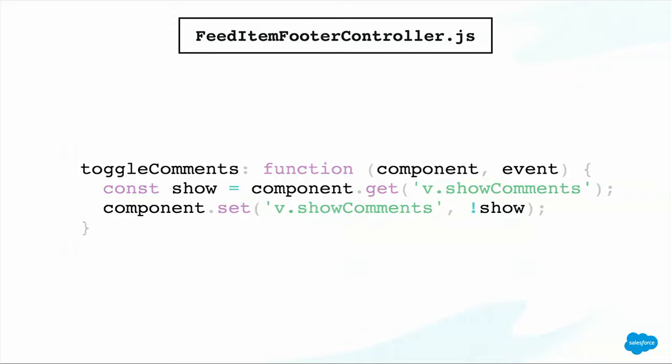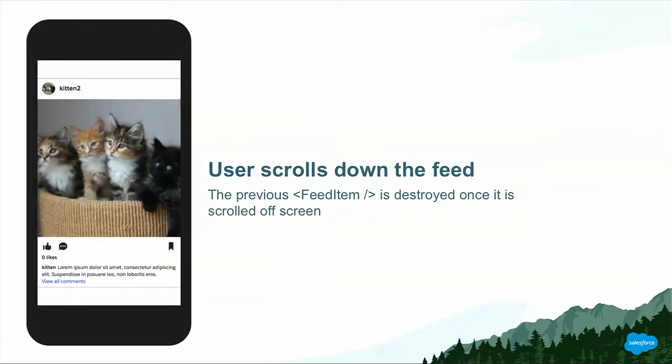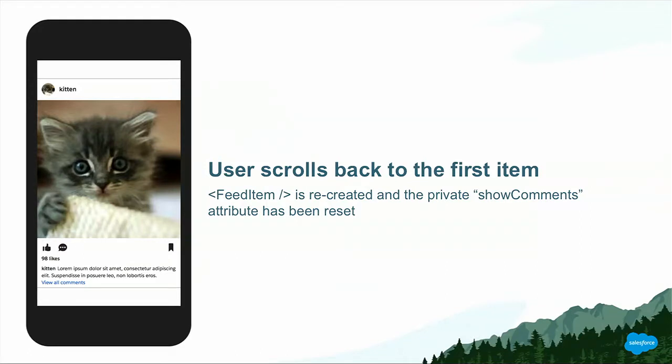So this all works fine and good, but the problem comes to what happens when our component is destroyed. What happens to the show comments state? So to give an example of what I'm talking about here, let's go back to our app. So, I load my app. I see this first Instacat image here, and I hit show comments, and I expand all the comments. And then I start scrolling down the feed, and I scroll past that item I previously interacted with, and the feed item is destroyed once it goes off screen to optimize performance. But then I go back up to the top, and the feed item is recreated, and all of a sudden, show comments is reset.